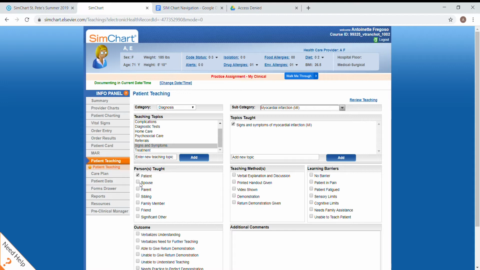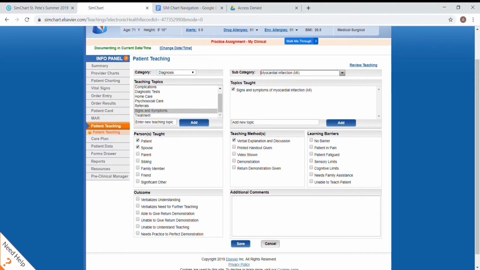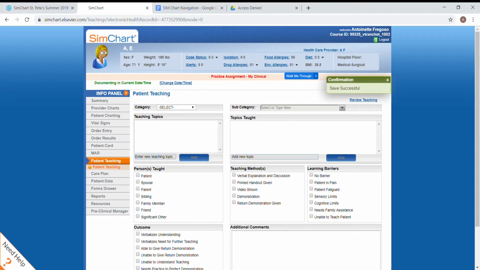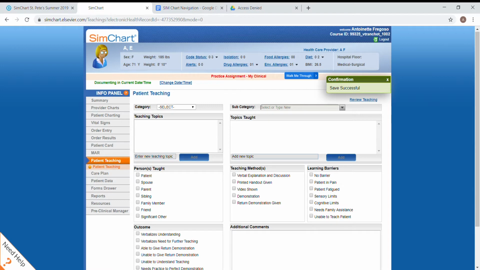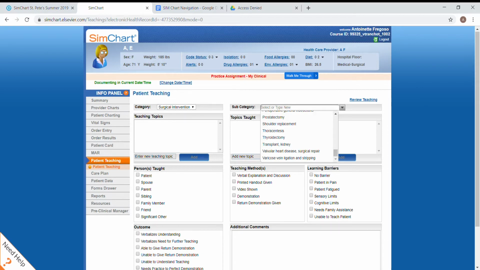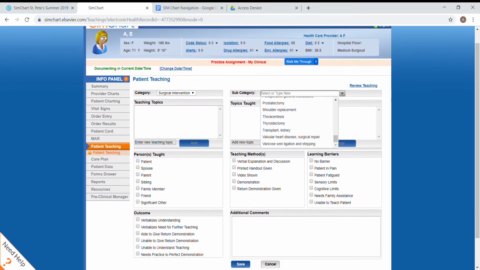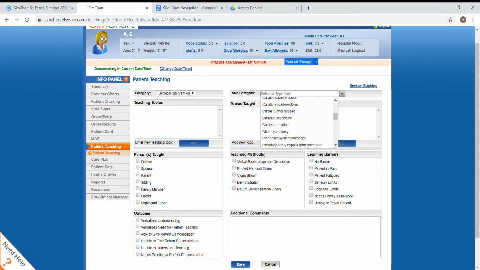So I think you get the point. It kind of just breaks everything down for you. It's very interesting. It makes it easy for you. You don't have to do a lot of extra stuff, but mostly I wanted to show you that it breaks everything down here for you. Now, if the patient had surgery, then it would pop up what surgery they had and what type of education.